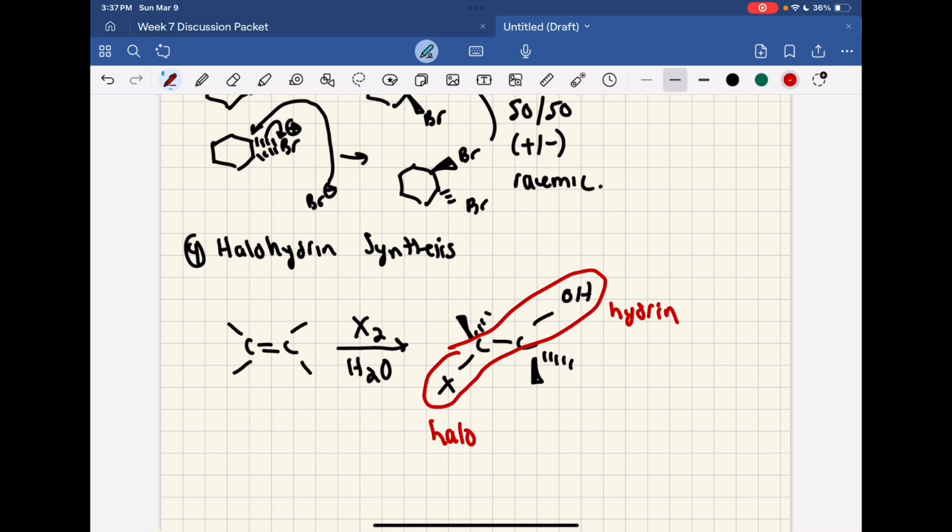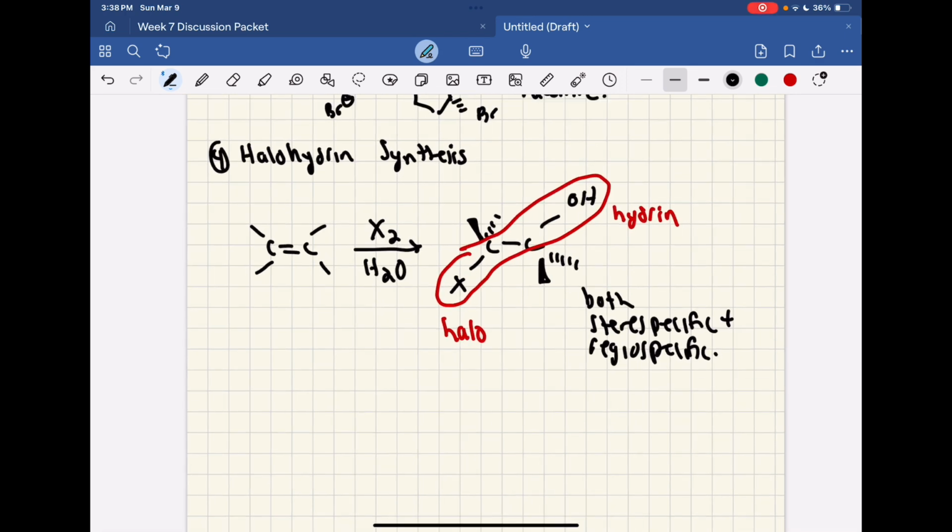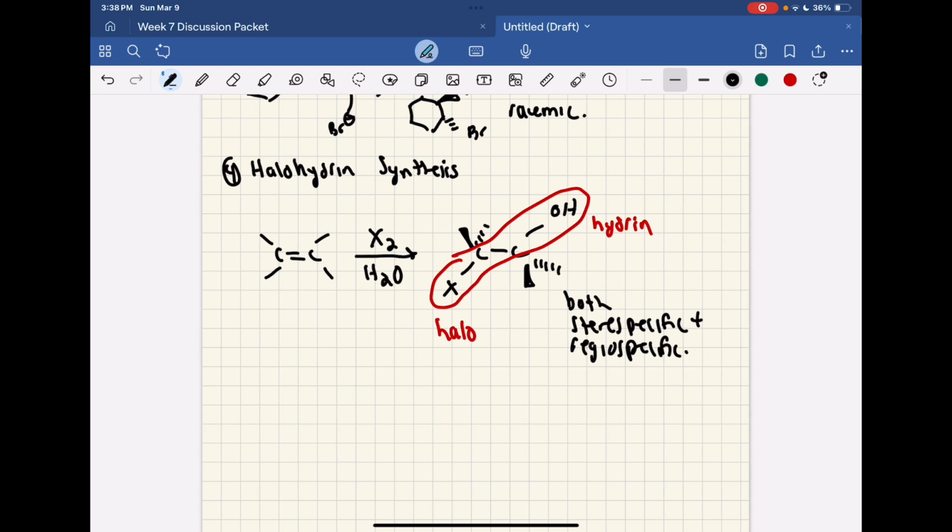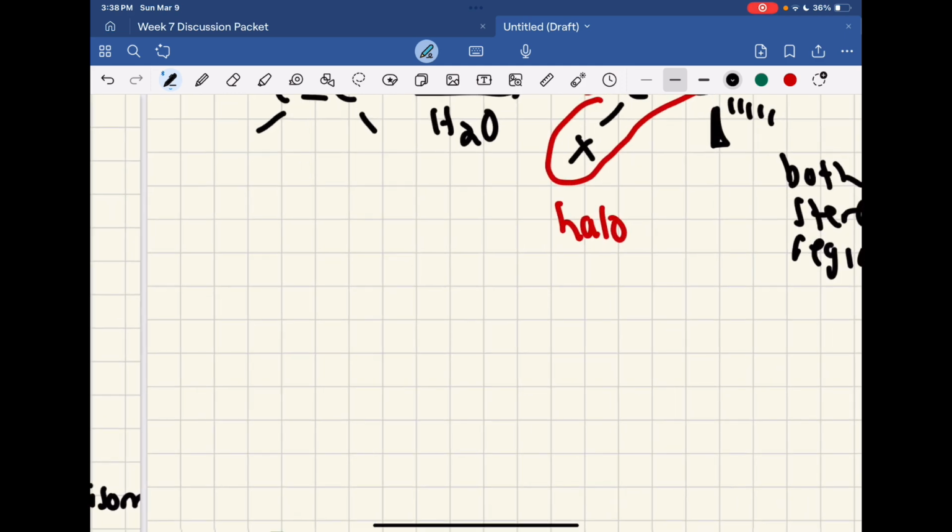So always the halogen ends up on the less substituted carbon, and the alcohol ends up on the more substituted carbon. As well, the orientation of the halogen and the alcohol are anti. So this is our first reaction that is both stereospecific and regiospecific. The alcohol will always add to the more substituted side, and the halogen and the alcohol will always be anti to each other. So those are two different types of things we need to consider. Okay. So let's take this example, for instance.